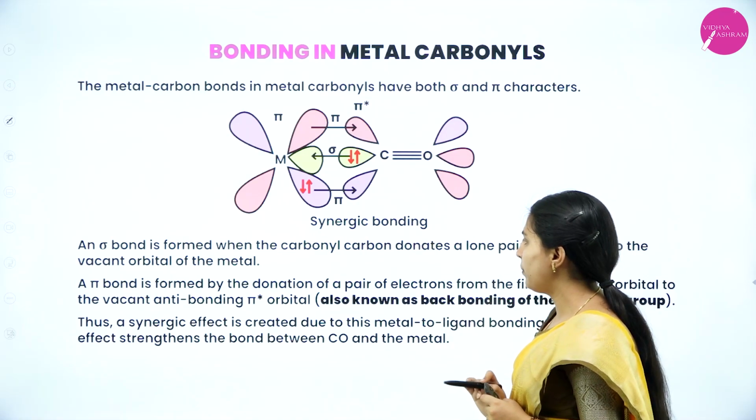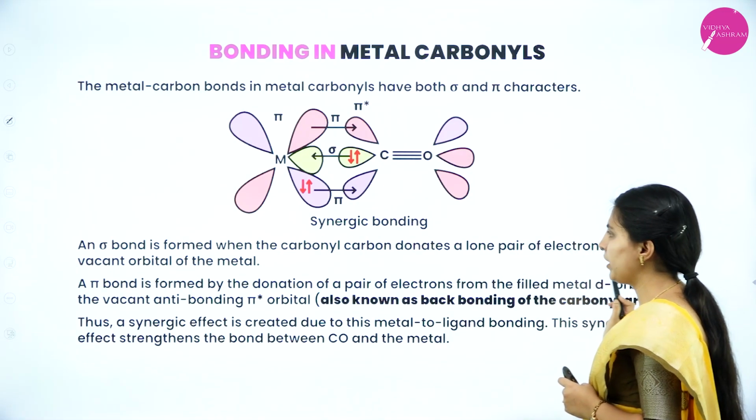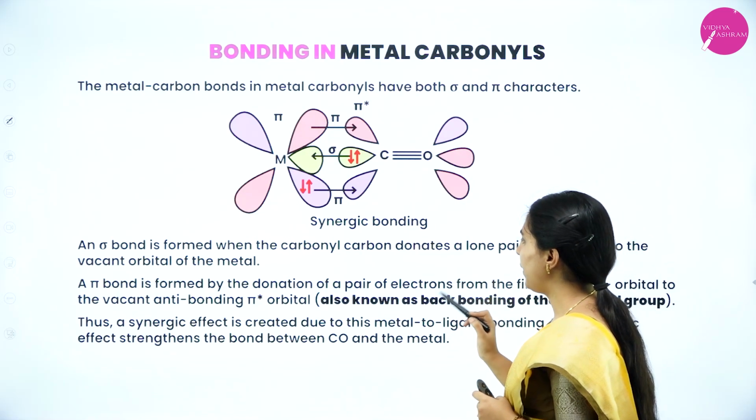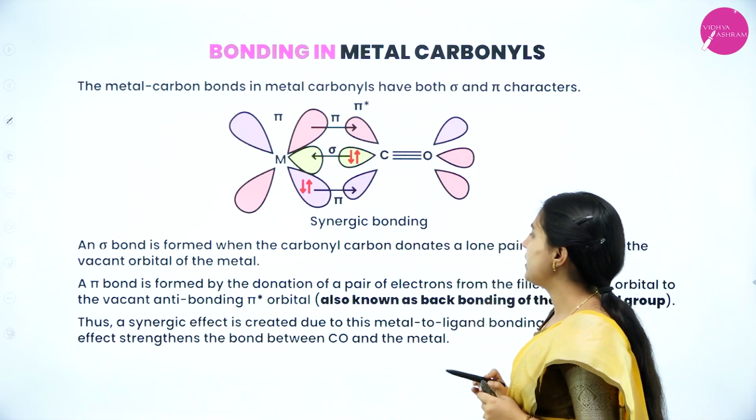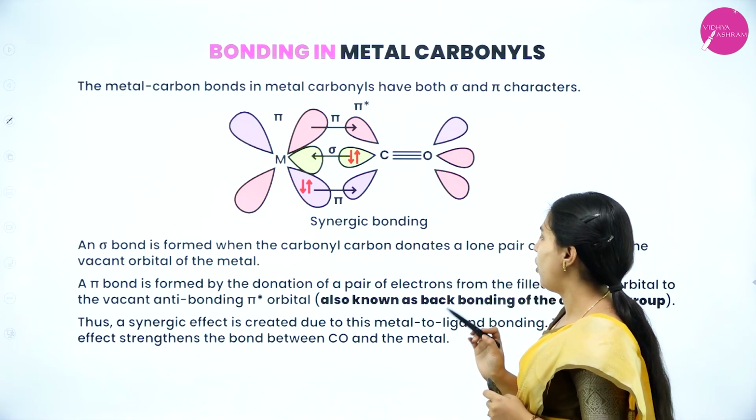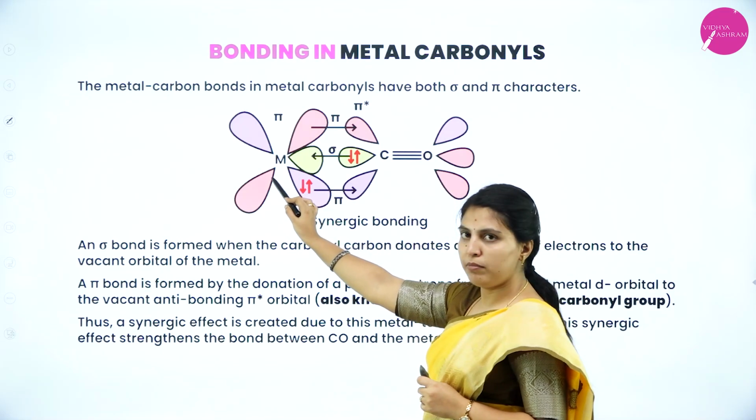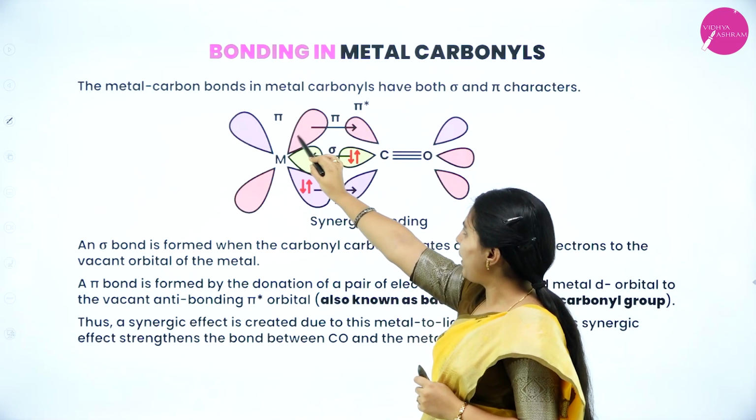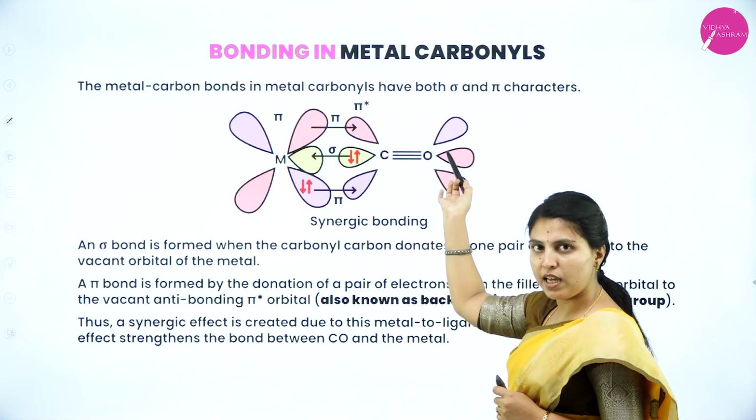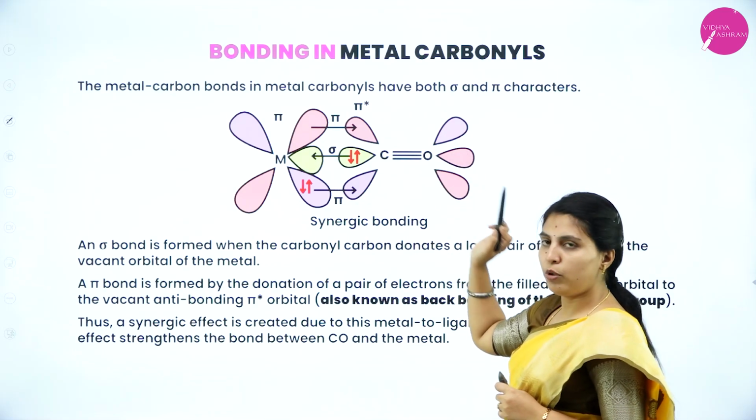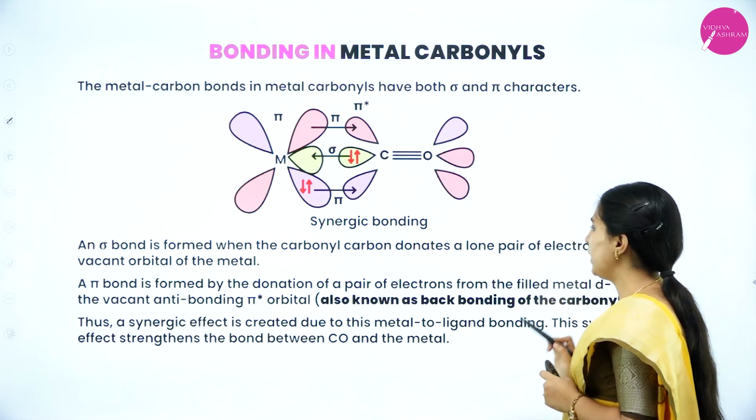A pi bond is formed by the donation of a pair of electrons from the filled metal d orbital to the vacant antibonding pi star orbital. That is also known as back bonding of the carbonyl group. First, the sigma bond will form by donating electrons. Then the pi bond forms, where the metal gives electrons to the pi star antibonding orbital, and that can be called back bonding of the carbonyl.